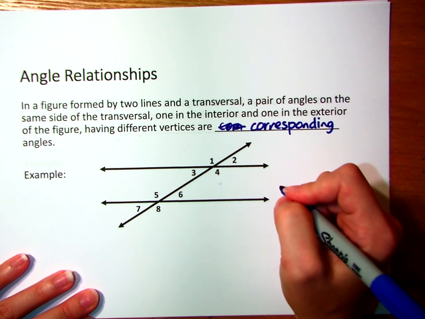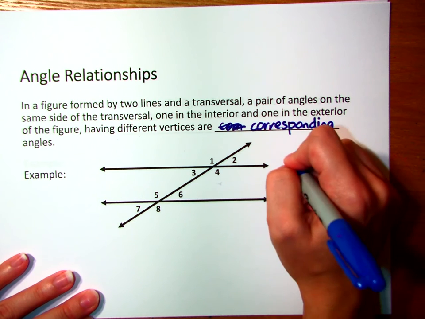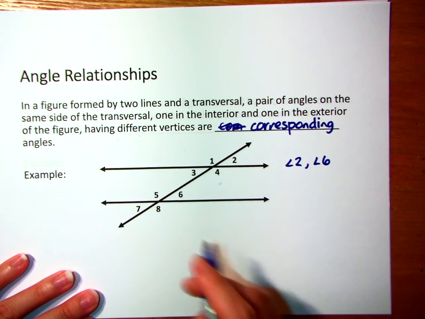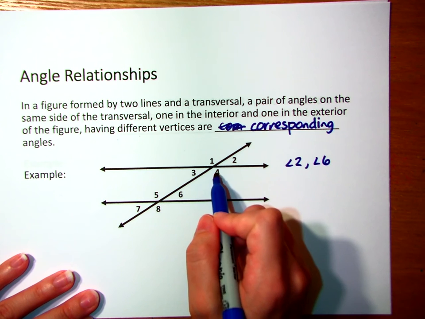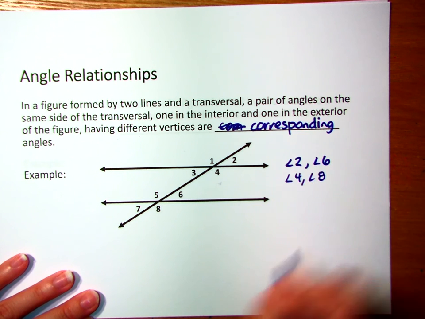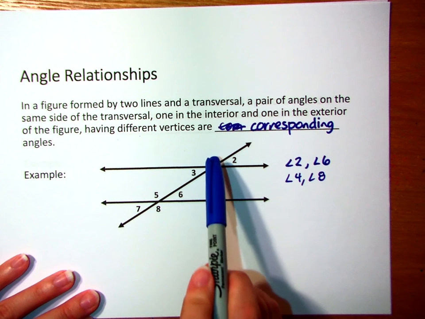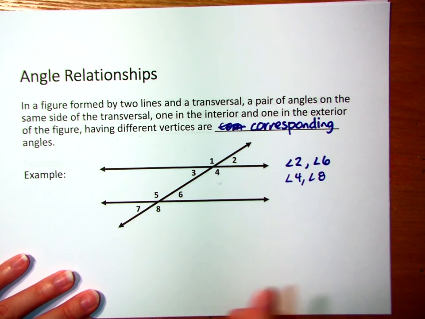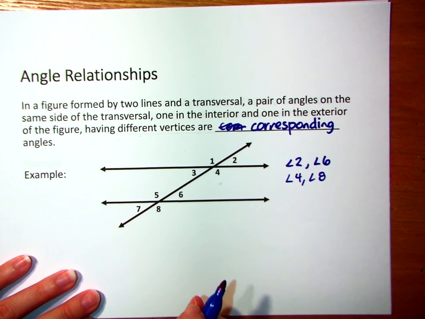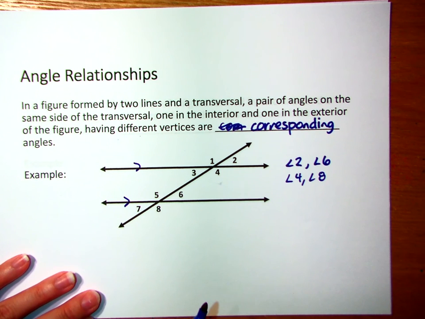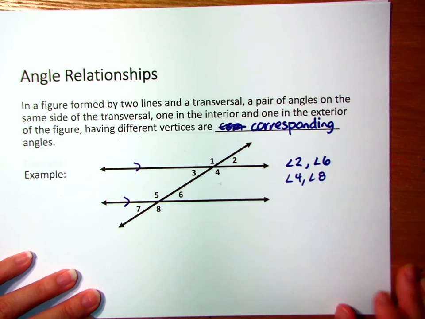So for example here, we could say that angle 2 and angle 6 are corresponding. Or we could even do, there's one on the interior, one on the exterior, angle 4 and angle 8. Looking at this side, it could be angle 1 and 5. It could be angle 3 and 7. Those are corresponding. Now, if you know for a fact that these lines are parallel, then it adds in some new relationships where we can say that those are actually congruent to each other.